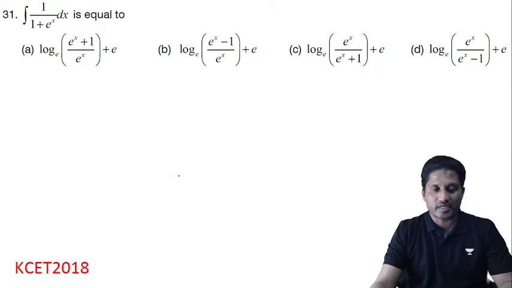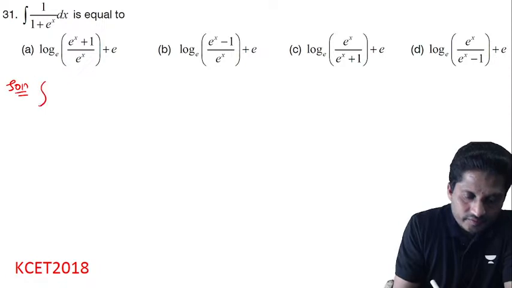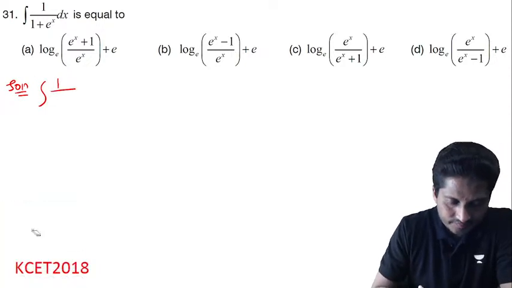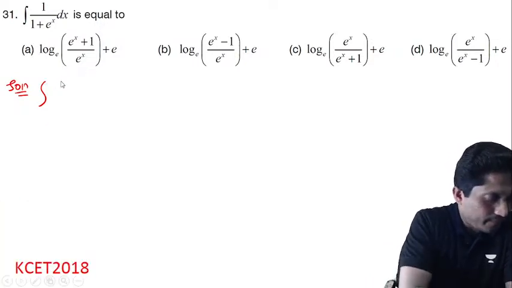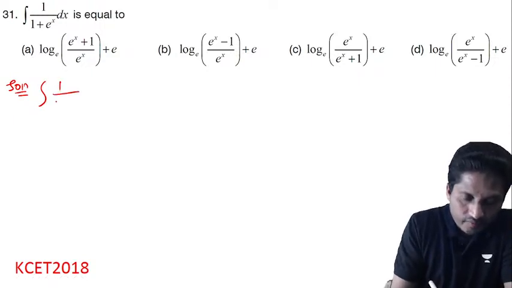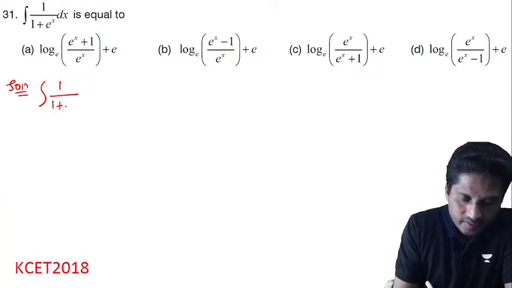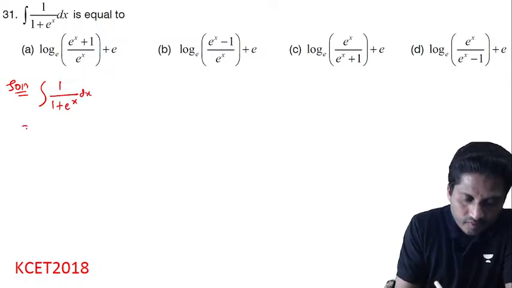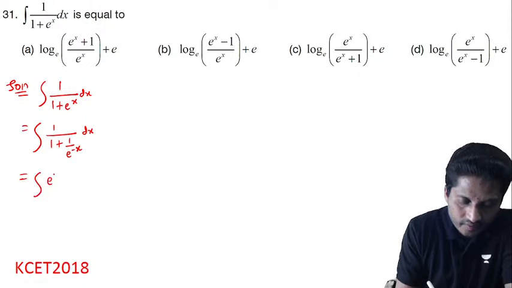Let us start with question number 31. Integration of 1 divided by 1 plus e power x. E power x can be written as 1 by e power minus x, so 1 by e power minus x dx. Cross multiply and shift to numerator: e power minus x divided by e power minus x plus 1 dx.